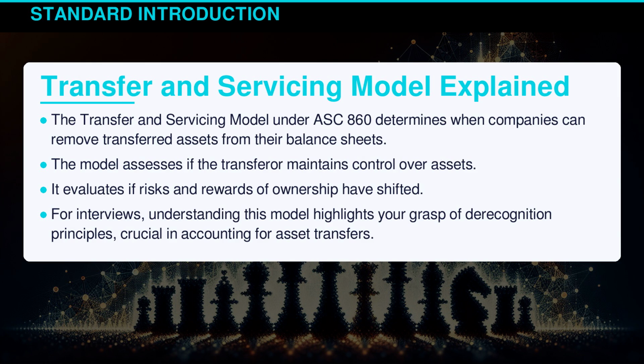The transfer and servicing model under ASC 860 determines when companies can remove transferred assets from their balance sheets. The model assesses if the transferor maintains control over assets. It evaluates if risks and rewards of ownership have shifted. For interviews, understanding this model highlights your grasp of derecognition principles, crucial in accounting for asset transfers.